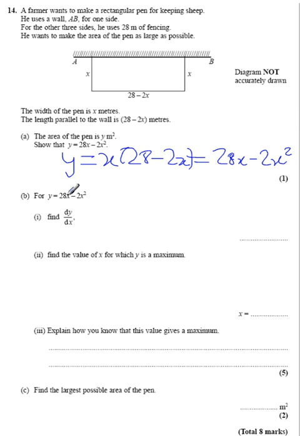Well, if we differentiate anything with just x on the end, it becomes that number. So 28x becomes 28. x squared becomes 2x, so minus 2x squared becomes minus 4x. Next, find the value of x for which y is a maximum. And this is probably the point where people start to panic.